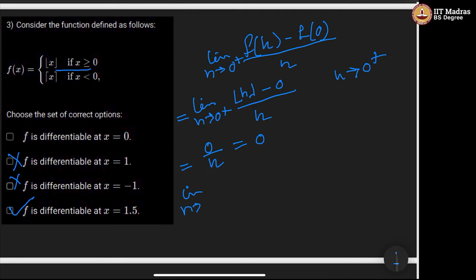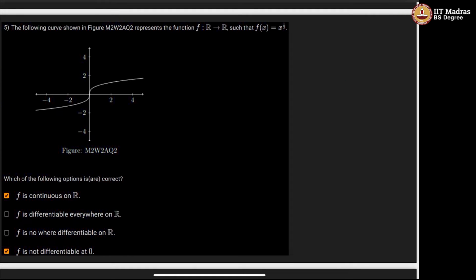And what is the left limit? That means the ceiling function of h, minus 0, by h. Here h is tending to 0 from the negative side, and we are taking the ceiling function, so the value of the ceiling function will be 0, right? So again we will get 0 by h, which is 0. We can check that both left and right limits exist, they are equal, and equal to 0. Hence f is differentiable at x equals 0. Okay, let's move to the next question.